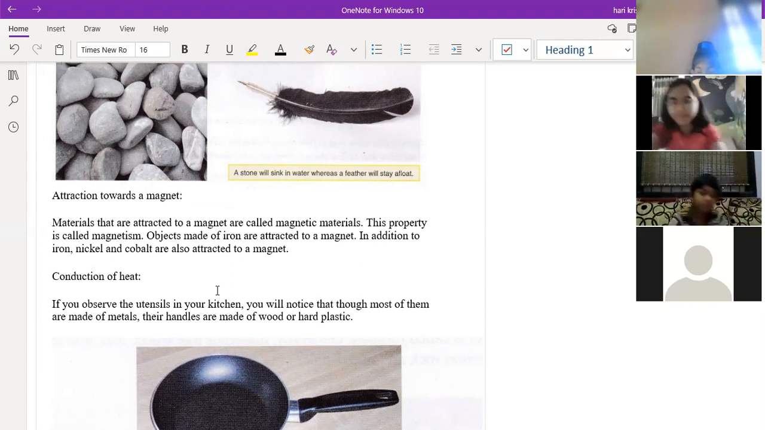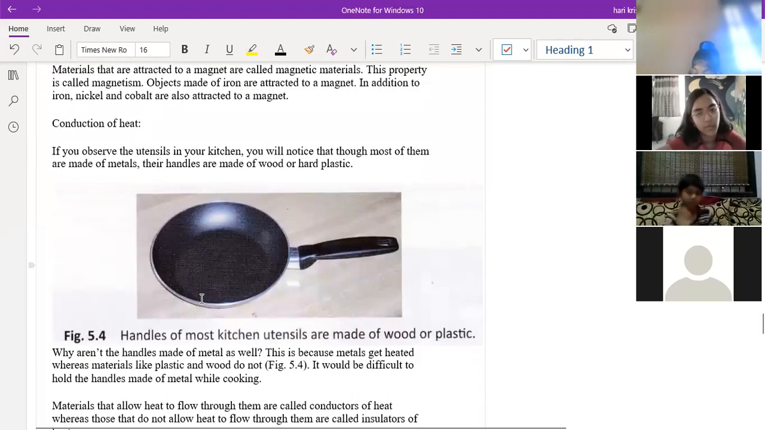Whichever are attracted by magnets, you can make one group. Sir, iron. Iron, good. Any other things attracted by a magnet? Iron, nickel. Copper? Gold? Gold will not be attracted by a magnet. You can take iron. So based upon that also, you can classify the objects into different groups.